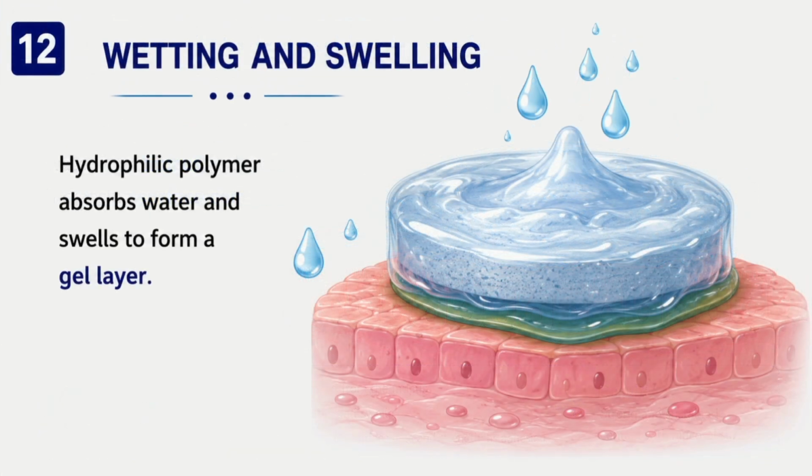Wetting and swelling. Hydrophilic polymers love water. The term hydrophilic means having an affinity for water. When such a polymer contacts the mucus, it can absorb water and swell. A gel layer may form. Think about a dry sponge placed in water. Initially it is very small and dry. After absorbing water, it becomes larger and softer. Swelling can increase surface contact. However, students, excessive hydration may sometimes weaken adhesion also. An optimal level of hydration is highly important here.